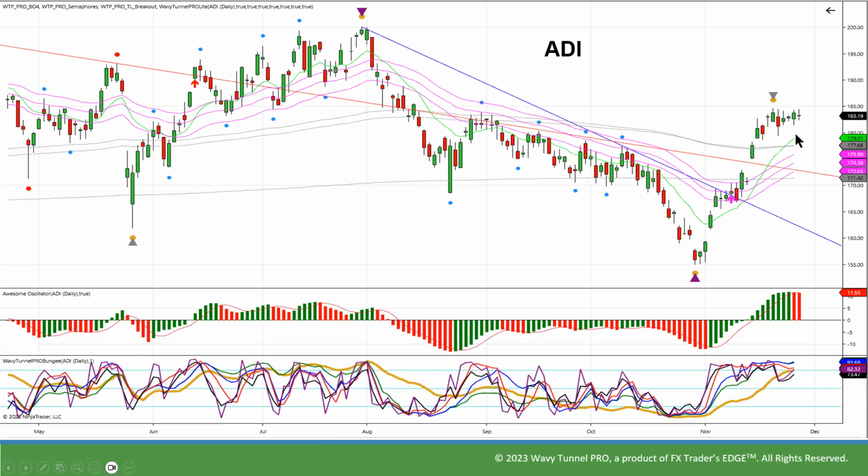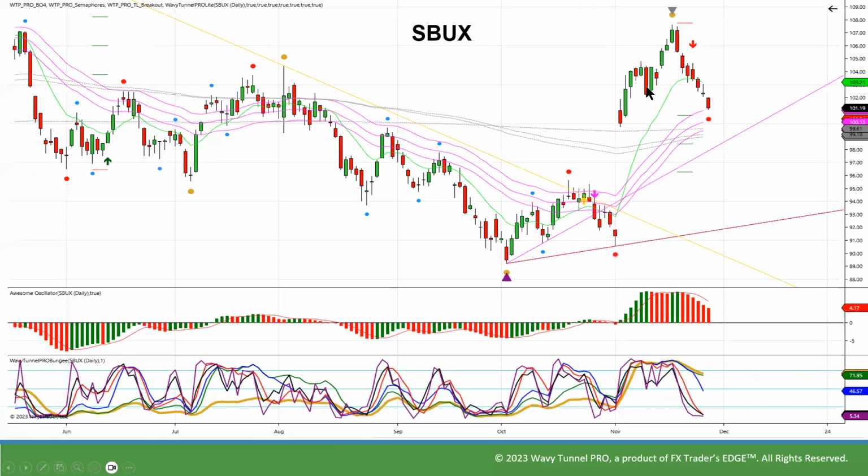And then the signal will print once we go below the green EMA. So this is a potential short. I don't typically take short trades. I like looking for longs and taking profits. Okay, so this is Starbucks.